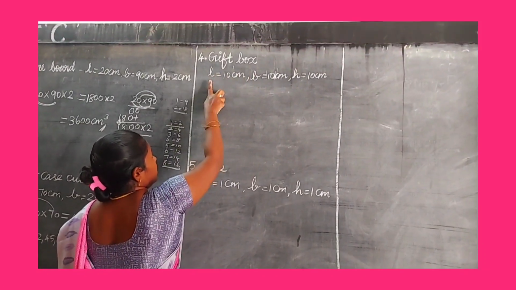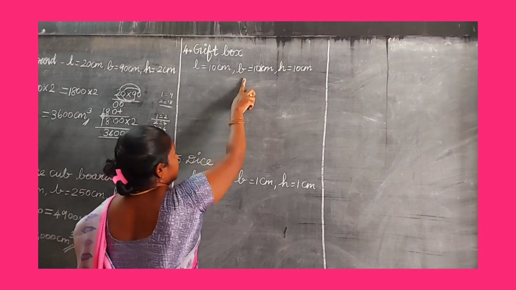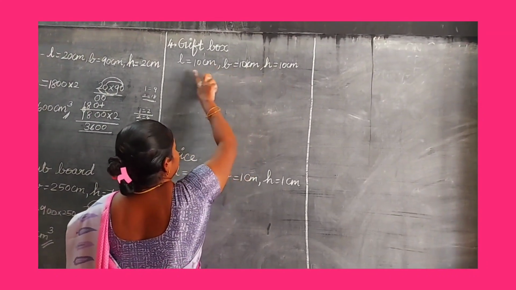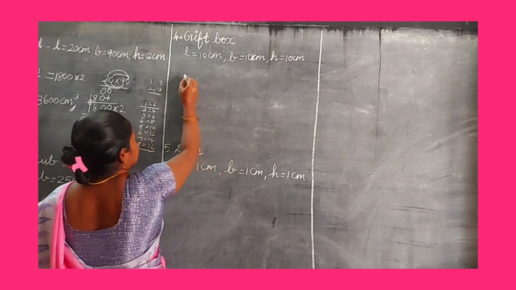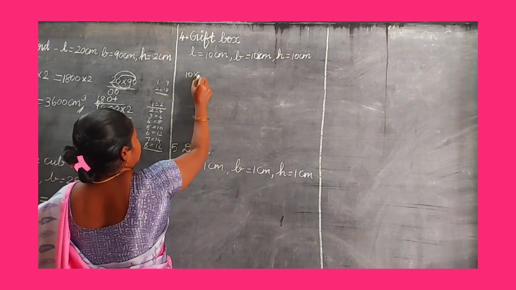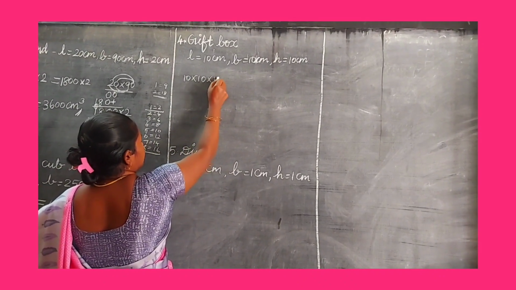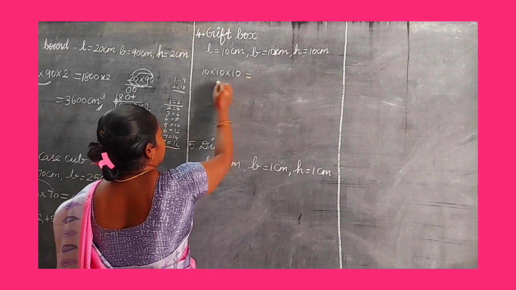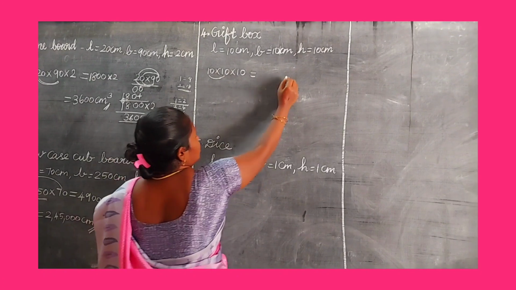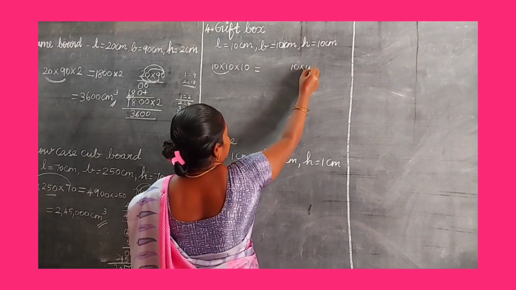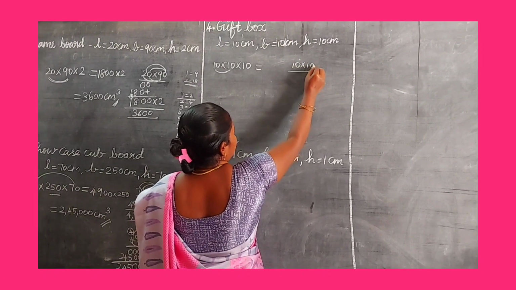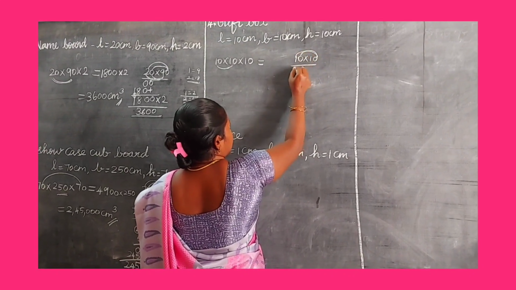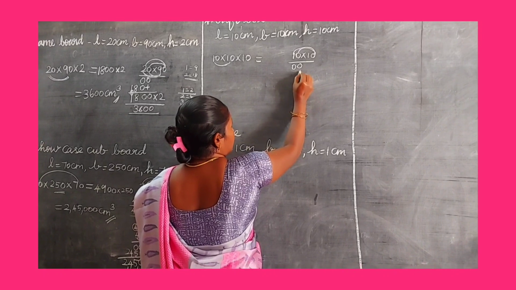Gift box. So length value is 10 centimeter. Breadth value 10 centimeter. Height value 10 centimeter. So the same value is given 3 times. First step we write 10 into 10 into 10. To multiply two numbers, first 10 into 10. Now multiply the value. 0 into 0 gets 0. 0 into 1 gets 0. So next put a plus symbol.